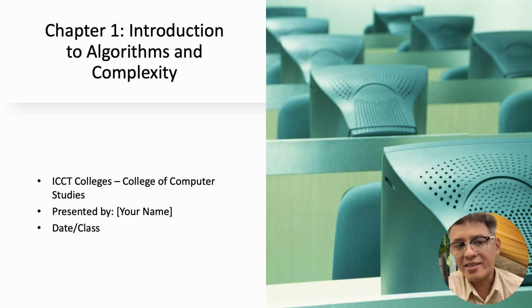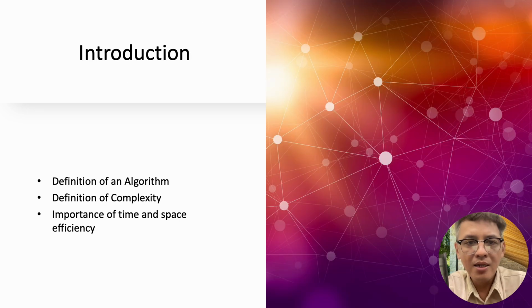Whether we realize it or not, algorithms are behind every software, mobile app, or system we interact with, from how Google sorts search result to how Facebook suggests new friends. Understanding algorithm is a key to becoming an effective computer scientist or software developer. Let's start with the basics.